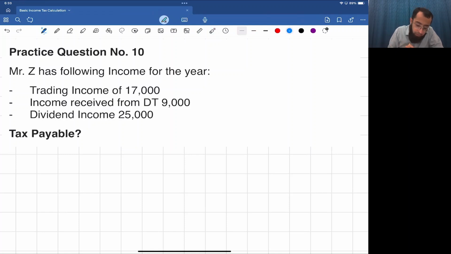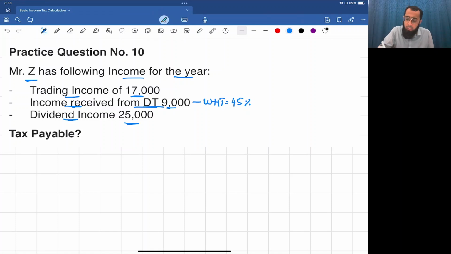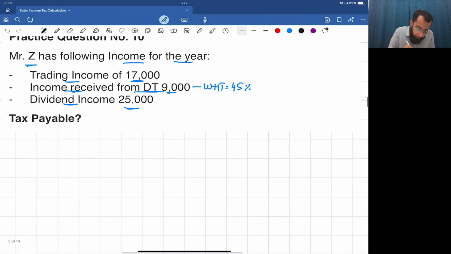Okay, so Mr. Z has the following incomes for the year. Trading income is 17,000. Income received from discretionary trust is 9,000, on which the withholding tax is 45%. And then you have dividend income of 25,000. You have to compute the tax payable. I believe it's not difficult. Just look at it. Income tax return.